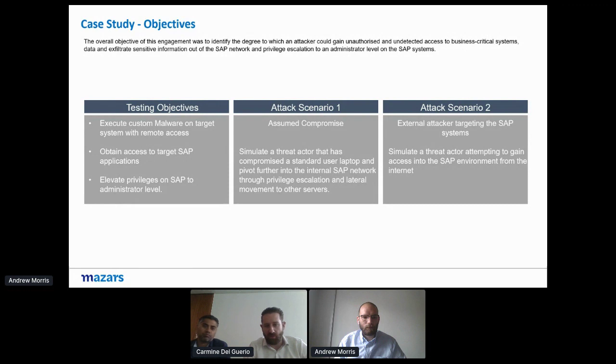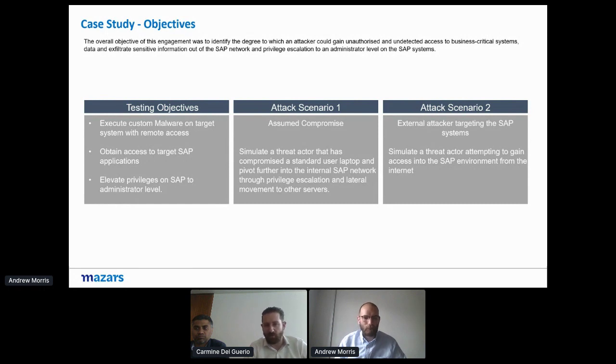As you can see, the objectives were set by the client. Those are the objectives they are concerned with. How are we able to execute malware? Would we be able to access the SAP application? And once on it, will we be able to increase our privileges up to administrator level?